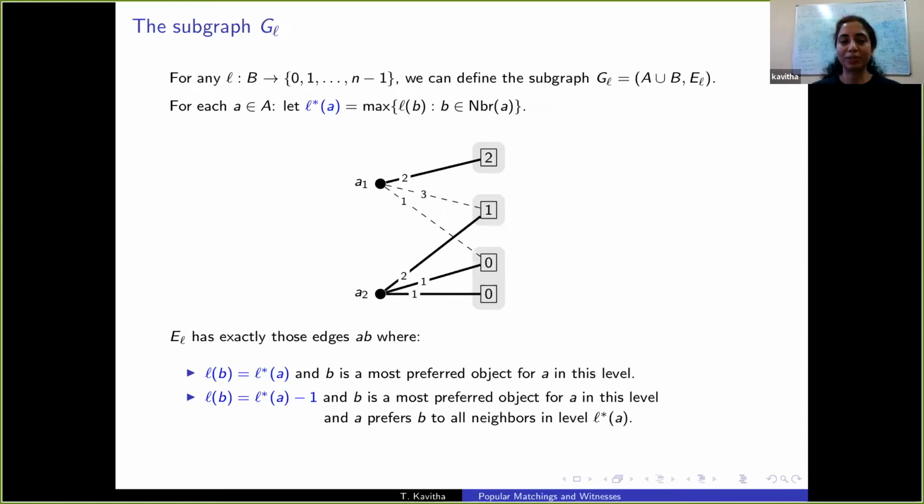So let me just pause for a minute so that you can read what I've written here. E sub L has exactly those edges AB where the level of B is the highest level for A, L star A, and B is the most preferred object for A in this level, or the level of B is one level below, and B is the most preferred object for A in this level, and A prefers B to all her neighbors in the top level.